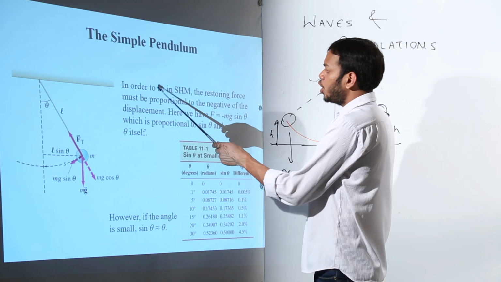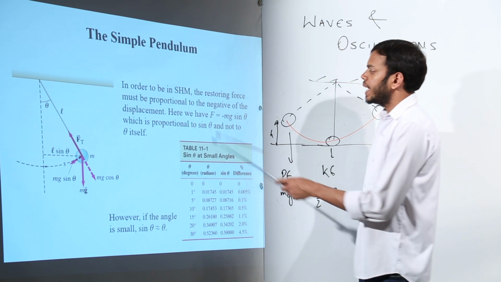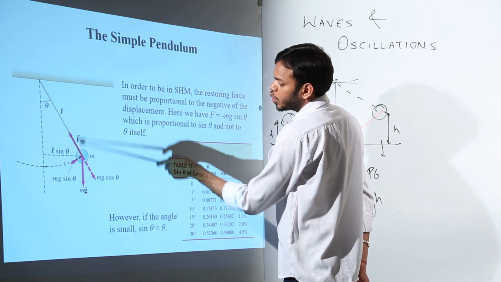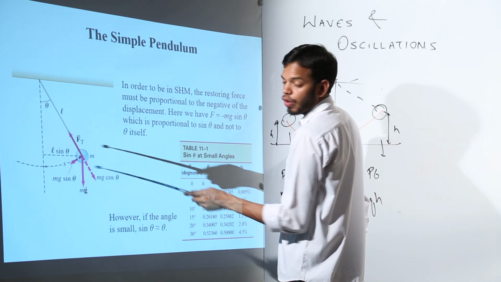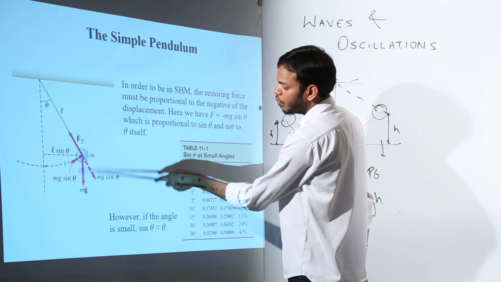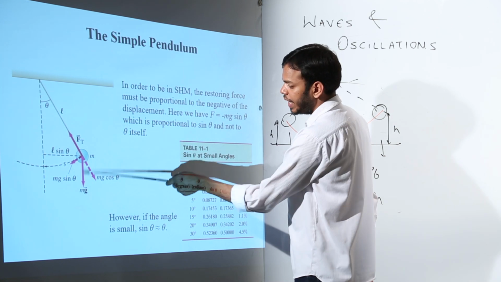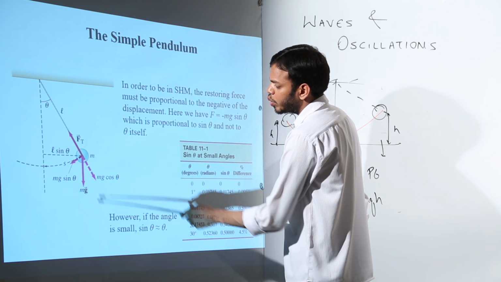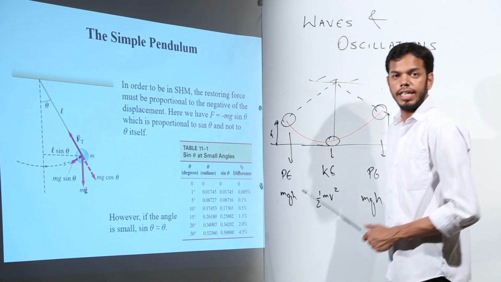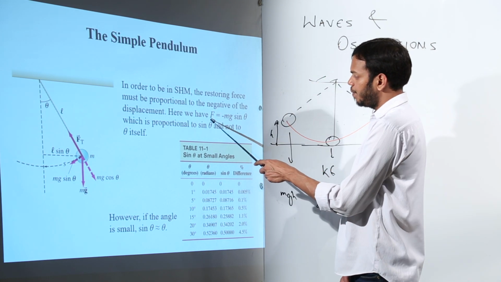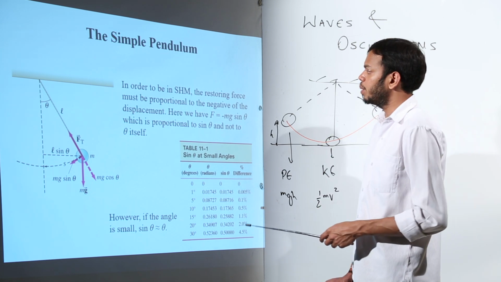Now, in order to be in SHM, the restoring force must be proportional to the negative of the displacement. Here, see, what are the forces acting on this bob right now? A weight, then components of weight. First of all, let's forget about components for now. Weight acting in the downward direction and the tensional force acting in the string. Now I can draw two components of this weight, which are mg cos theta and mg sin theta. So see, this mg sin theta is directed inwards, opposite to the displacement. So the force is minus mg sin theta. So that is why this is executing simple harmonic motion.